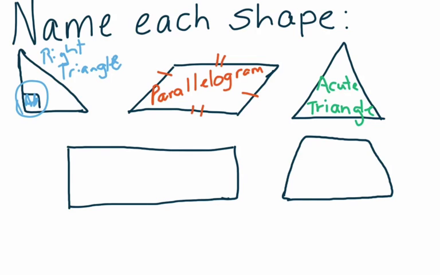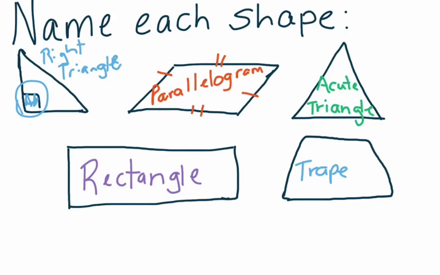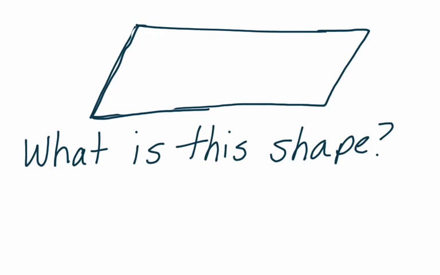How about the first shape down the bottom? First shape down the bottom, you should all know, is a rectangle. And the last one is called what? Trapezoid. These are all shapes that you should have been at least a little familiar with from your early learning in kindergarten, first grade, and so forth.